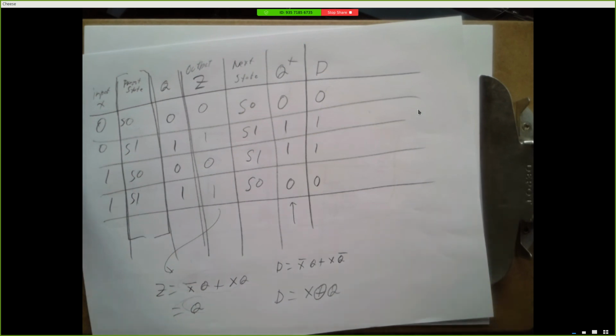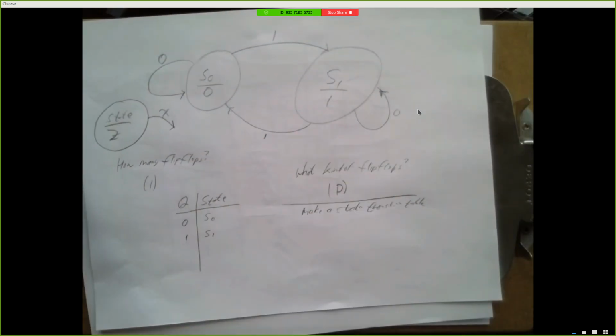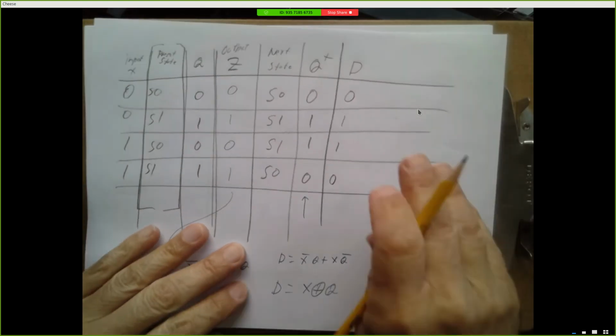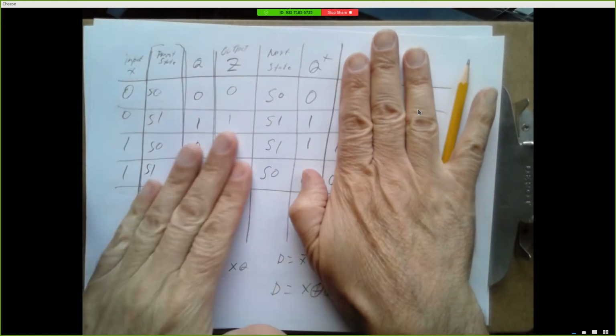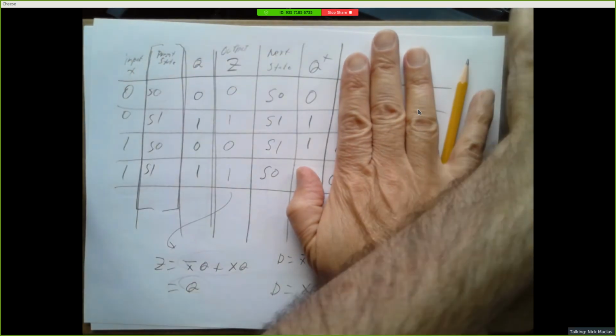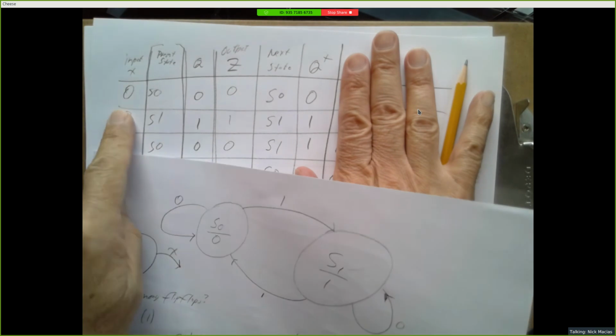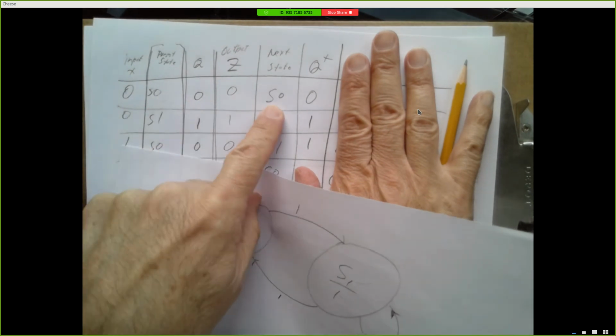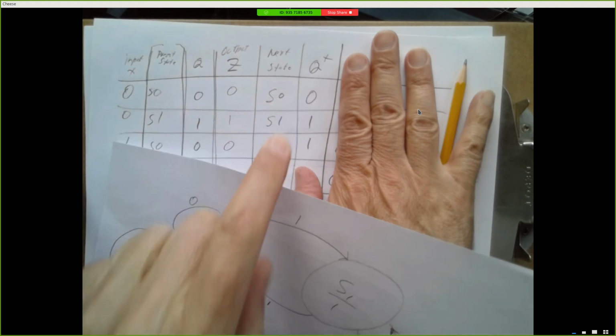Okay, so that's how we could implement this state diagram using a D flip-flop. But suppose instead that we had a toggle flip-flop. Suppose we were told we wanted to use a T flip-flop. All of this is still going to be the same. I'm going to start with a diagram. I'm going to look at input, present state, what the value of Q is for that state, what the output should be, what the new state should be, what the new value of Q should be.